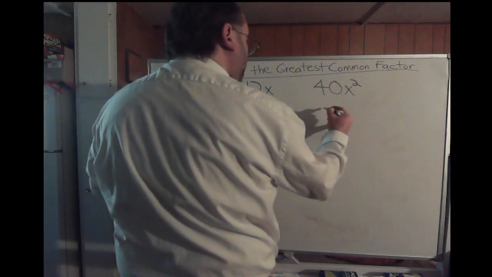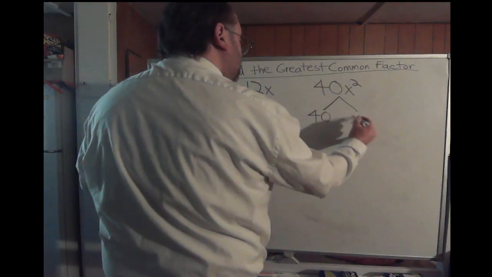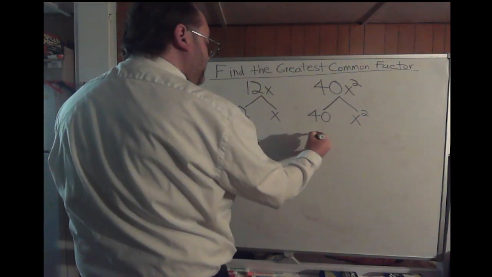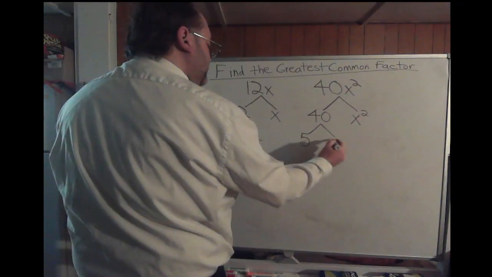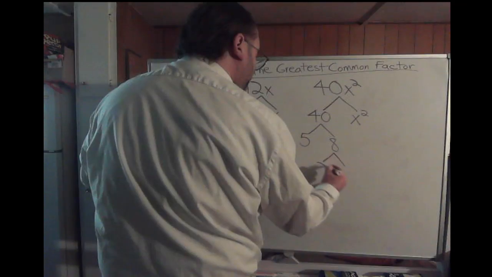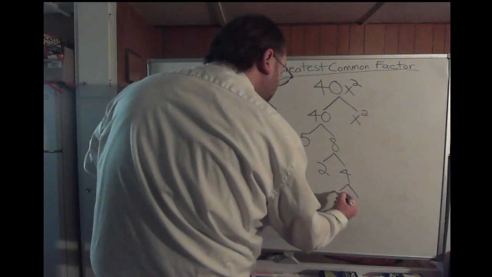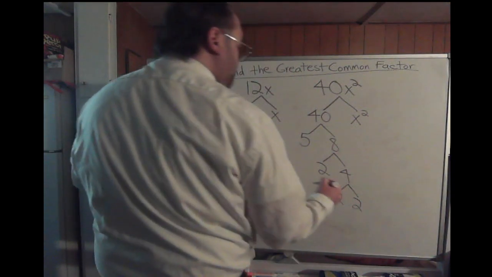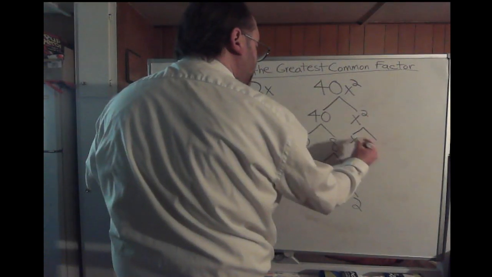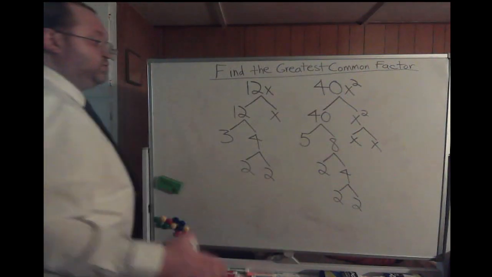Now let's go to 40x squared. Well, with 40x squared, you could start with 40 and then x squared. Those are factors of 40x squared. Let's factor 40. For 40, you get 5 and 8. 5 doesn't factor any further. 8 does, though, into 2 and 4. 2 doesn't factor any further. 4 does into 2 and 2. All right, we've factored 40 completely. How about x squared? Well, x squared will just factor into x and x. We factored x squared completely, therefore we factored 40x squared completely.